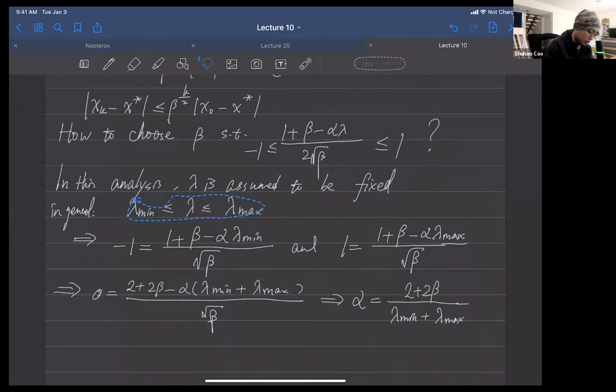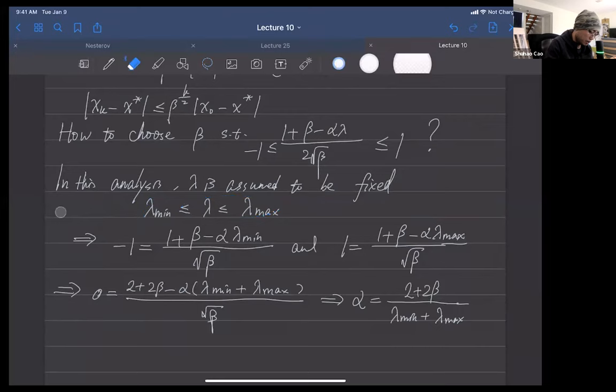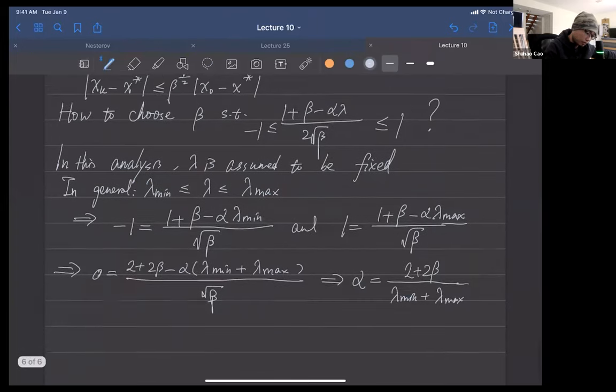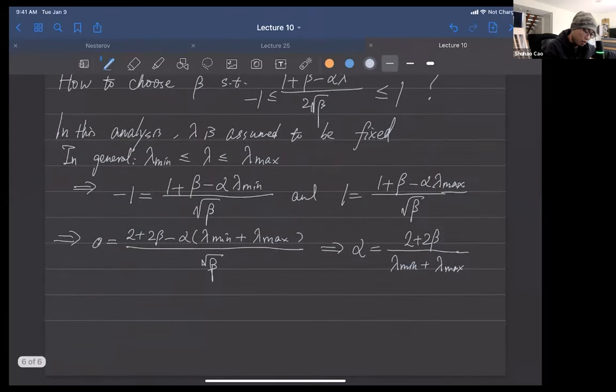So let me move this a little bit here. In general, we should make this assumption. And now that we have this alpha right here, we subtract this from this, and we also get the following. We subtract the two equations, we can get rid of beta, and we have that 2 equals minus alpha lambda maximum.